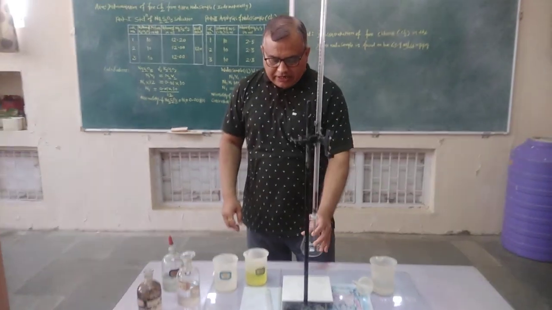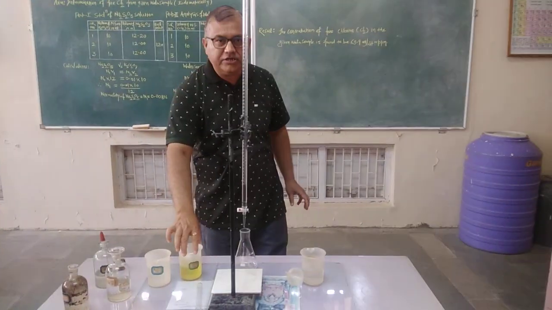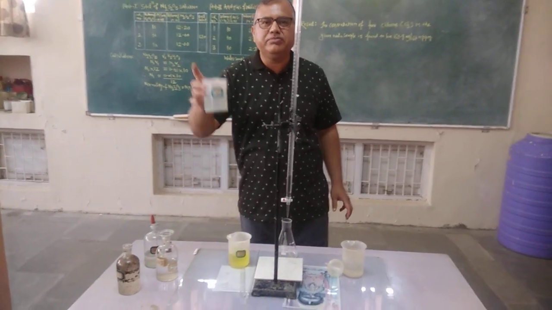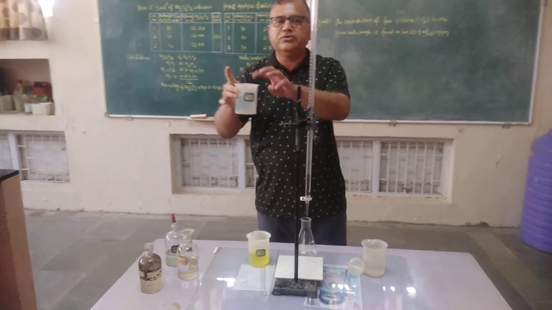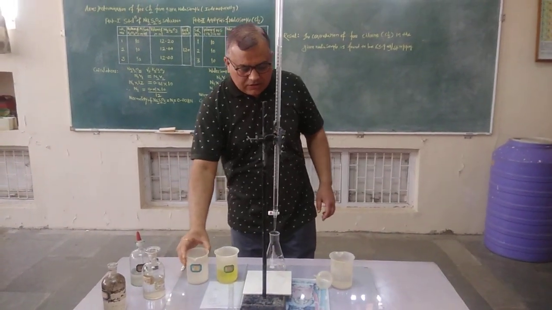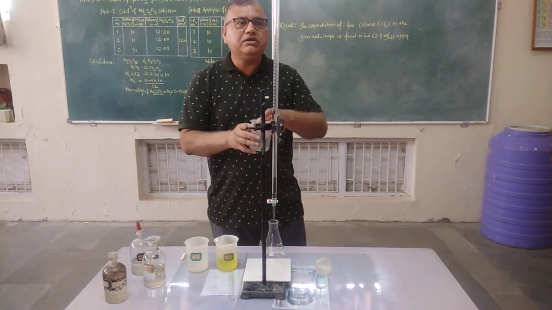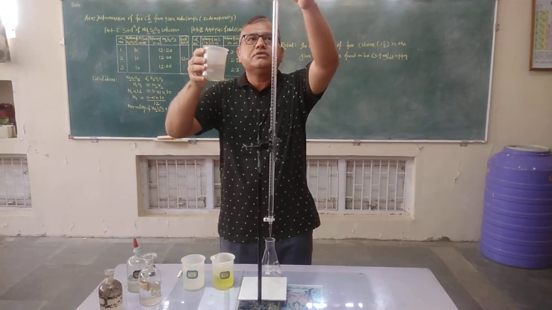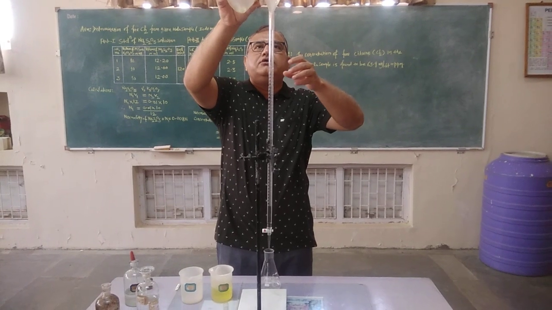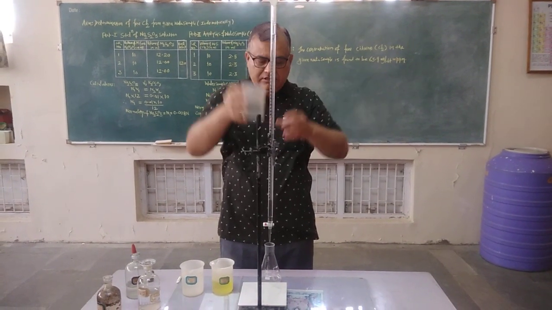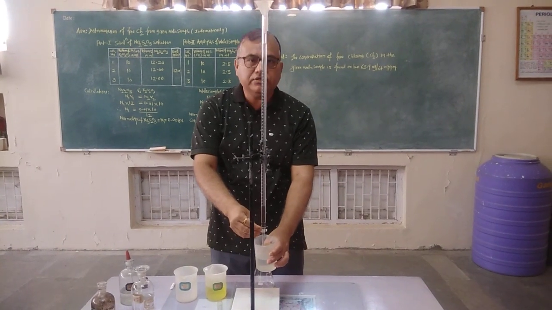Just take again, instead of this K2Cr2O7, now you take the water sample, the given water sample containing chlorine. So this is the given water sample containing chlorine. So again you fill your burette with Na2S2O3 solution up to 0. Adjust to 0 now.